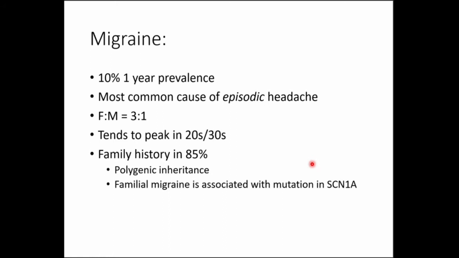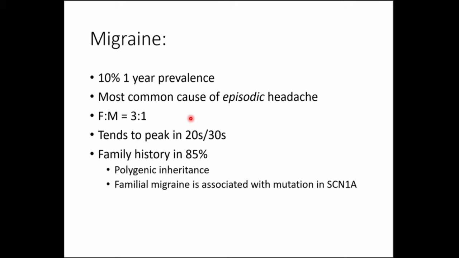So moving on to migraines. Migraines are actually relatively common. The most common cause of episodic headaches, not the most common cause of headaches themselves, but the most common cause of a person having repeated episodes of headaches. They're more common in women, a ratio of about 3:1, and they tend to peak in about the 20s to 30s. However, it is also possible for people to have migraines at later ages, but it's important to consider other potential causes of headaches in the elderly, such as, say, malignancies.